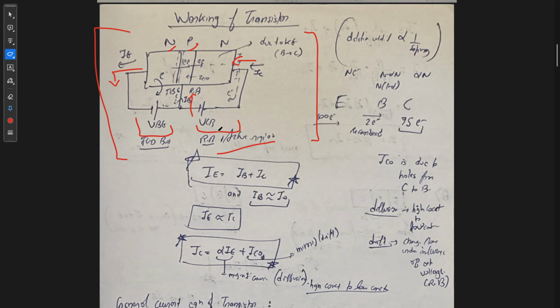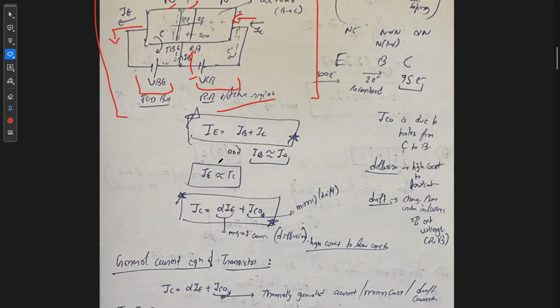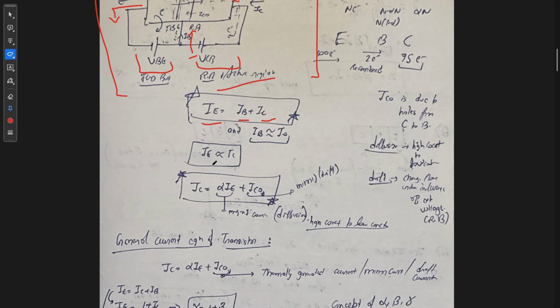The collector current and base current are both contributing to the emitter current. With the help of KCL, we can say that the emitter current is the sum of the base current and the collector current. The base current is very low due to low doping in the base region. It is negligible, or we can say that it is in microamperes. So the emitter current is nearly equal to the collector current.